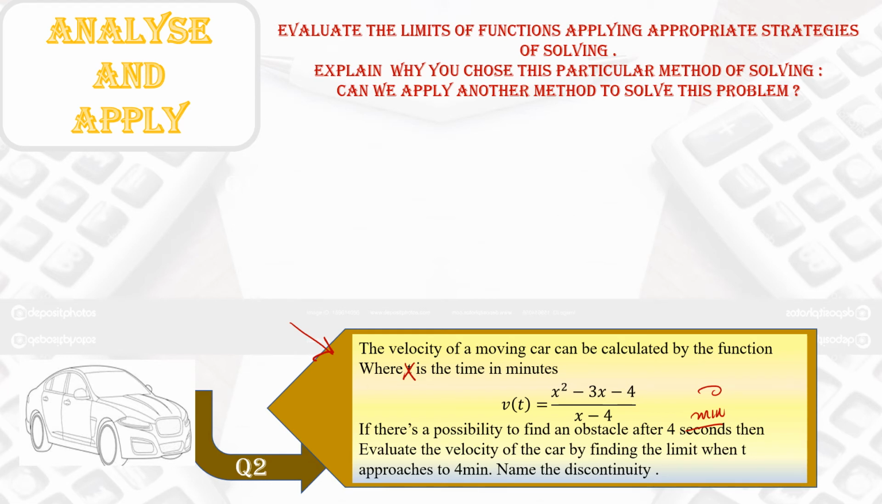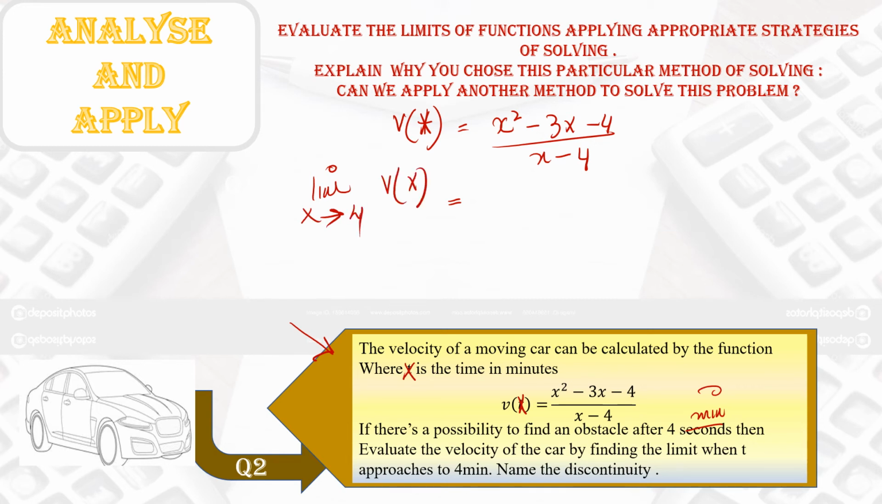So the velocity function, or v of x, is given as x square minus 3x minus 4 over x minus 4, where x is the time, and you have to calculate the velocity at the given time. So you will have limit x approaches 4, the time is said to be 4 minutes, v of x equals limit x approaches 4 of this function of the velocity.